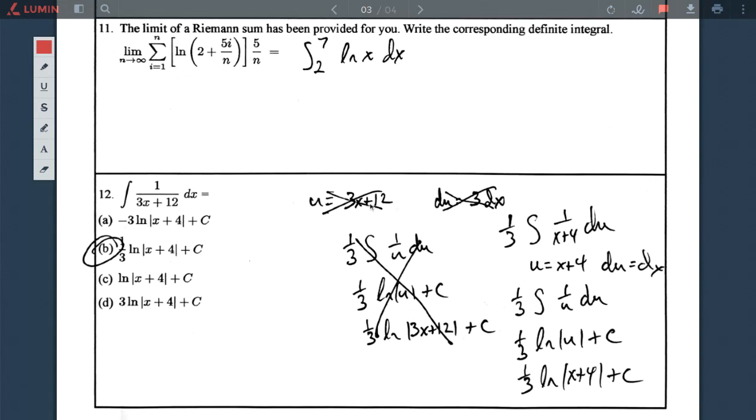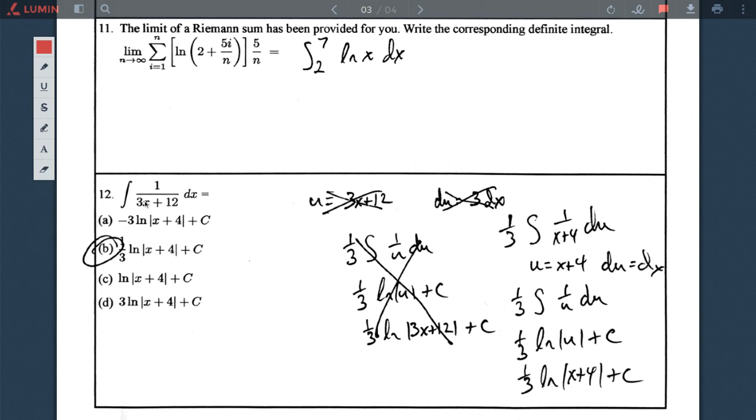I started out using 3x plus 12 as my u, which gave me 3 dx, which meant I had 1/3 out front, 1 over u, which gave me 1/3 natural log of the absolute value of u plus c. And then I put 3x plus 12 back into my natural log. But if you notice, there's no 3x plus 12 over here. So then I was like, well, I see what they did.